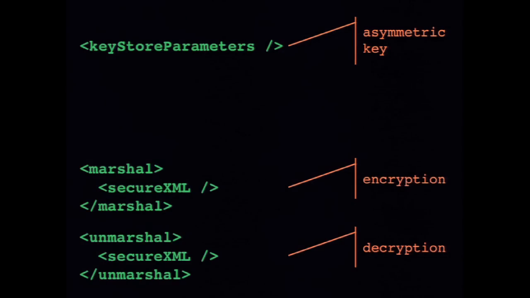Configuration or usage of XML security is a little bit easier. In case you are using an asymmetric key, you have to provide a key store parameters element which contains some information about the key store, about the key you want to use, and that's it. Symmetric ones, you don't need this element. Encryption and decryption more or less work the same as before. You simply call marshal with a secure XML element containing some attributes, which I will show you in a minute. And that's it. Your message or your message part gets encrypted.